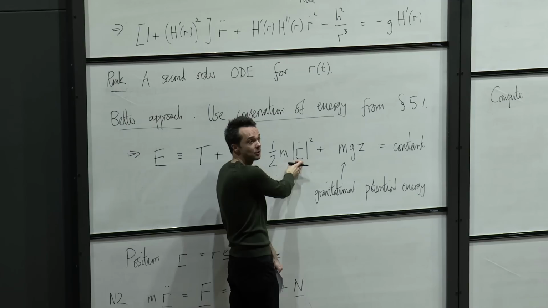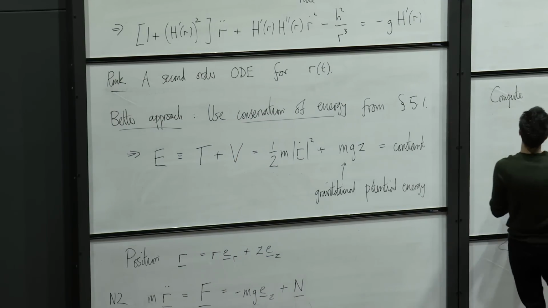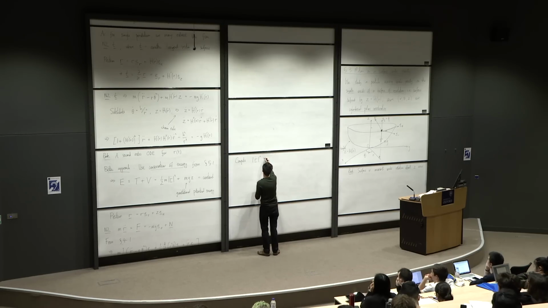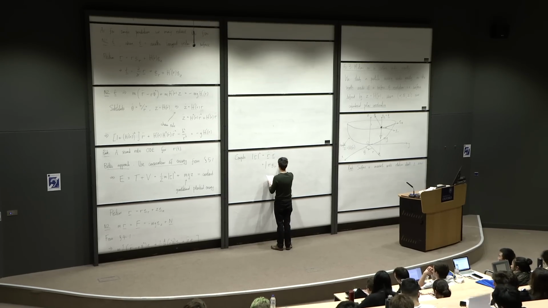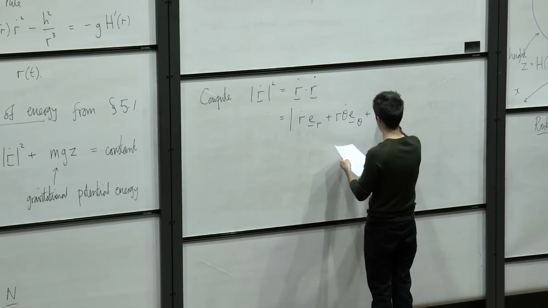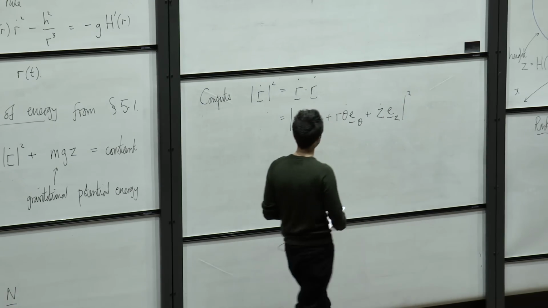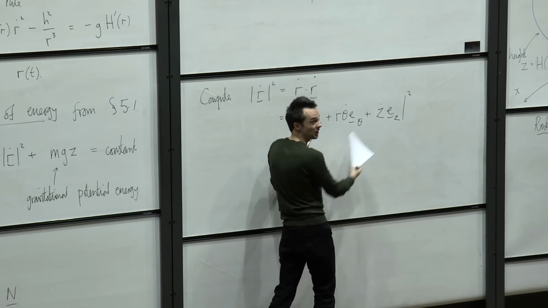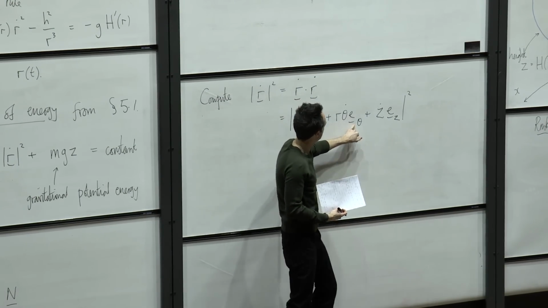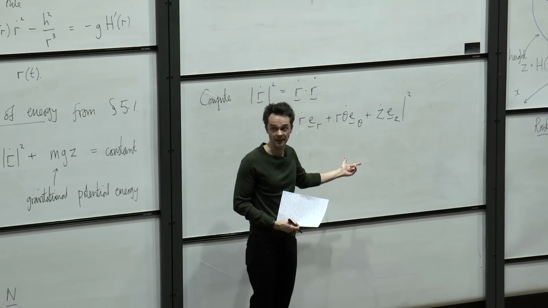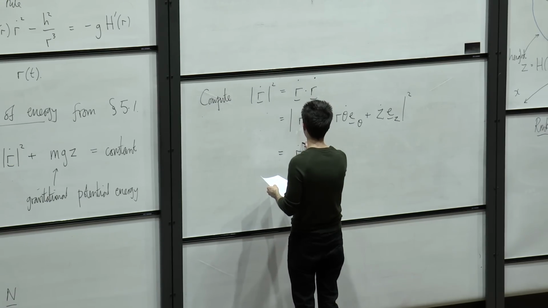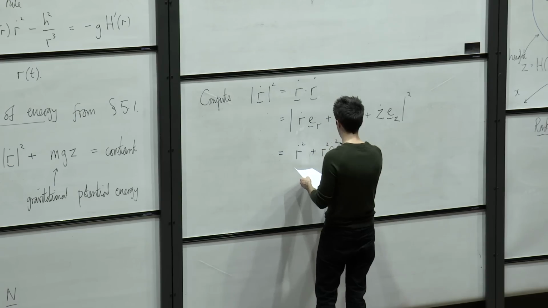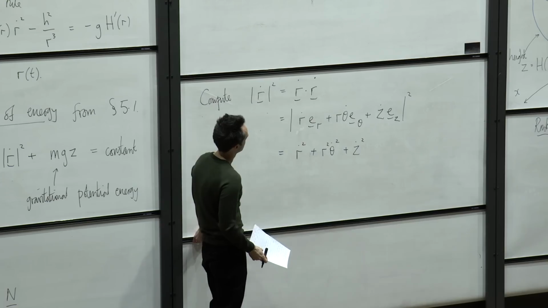I want to write out this speed squared in terms of my cylindrical polar coordinates as a first step. So modulus of r dot squared is defined as r dot dotted into r dot. And that's scalar r dot er plus r theta dot e theta plus z dot ez, modulus squared. When I take the dot product of that vector with itself, remember that er, e theta, and ez are all perpendicular to each other, and they're all unit vectors as well. So this is just the sum of squares of the coefficients: scalar r dot squared plus r squared theta dot squared plus z dot squared.